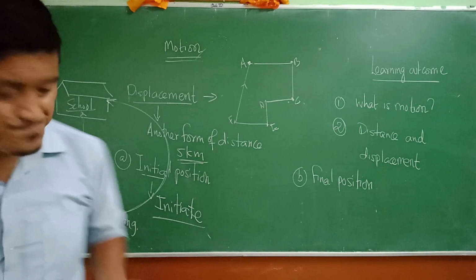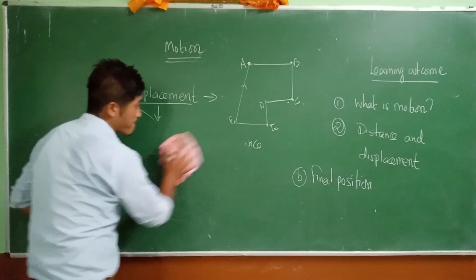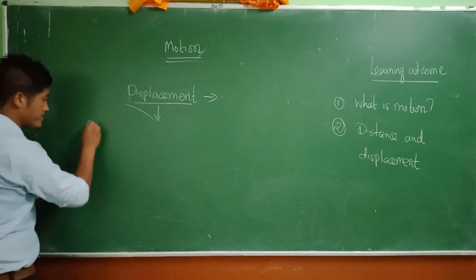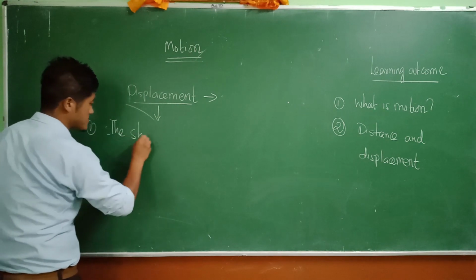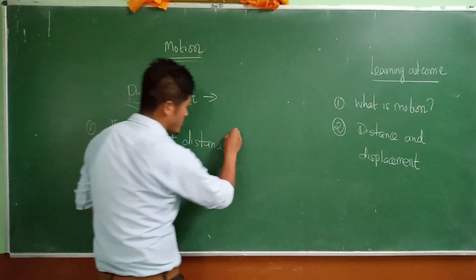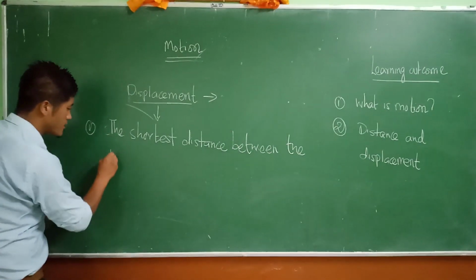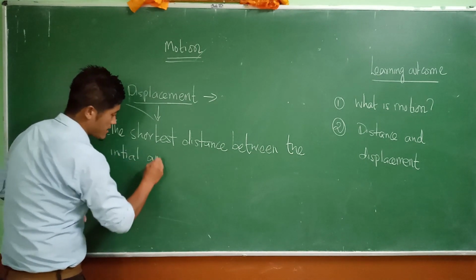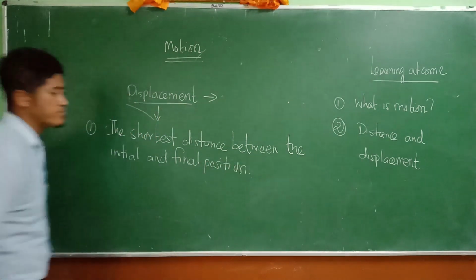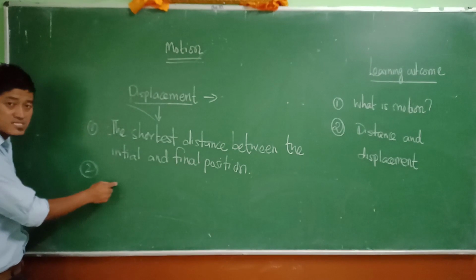Displacement is defined as, I will write here, displacement is defined as the shortest distance between the initial and final position here. Understand?